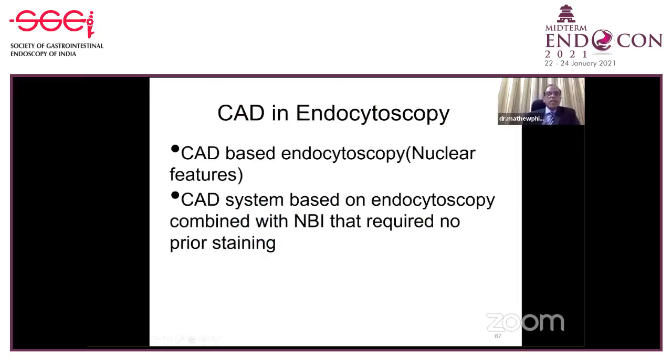So computer-aided diagnosis, especially in endocytoscopy, is actually based on nuclear features. And a CAD system based on endocytoscopy is combined with NBI for vascular features, and that also can say whether there is probably evidence of malignancy or not. That is using the endocytoscopic vascular pattern. Next slide.